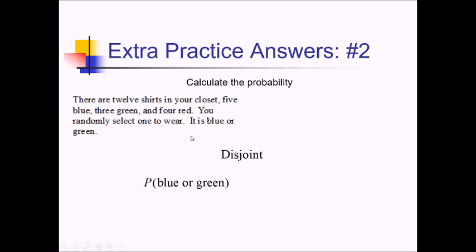Probability of blue. Well, we had a total number of possibilities of 12. There's 12 shirts in your closet. And out of those, they said that we had 5 blues. So you have a 5 out of 12 chance of getting a blue shirt. Now for green shirts, we had 3 greens. So that's a 3 out of 12 chance of getting a green. And we can add that to the 5 out of 12. Overall, then, that adds up to 8 over 12, which we can now reduce to 2/3.